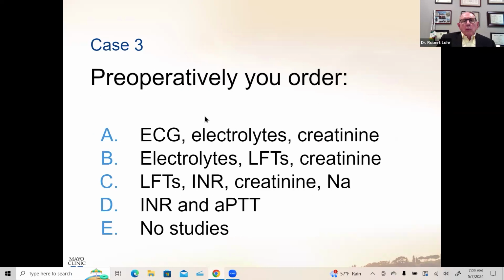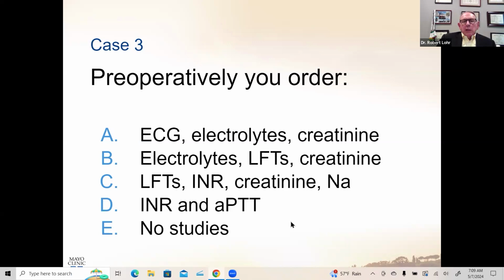So what would we want for this gentleman? A cardiogram, electrolytes, and creatinine. Electrolytes, liver function tests, and creatinine. Liver function tests, an INR, a creatinine, and a sodium. Coags only, or no studies.